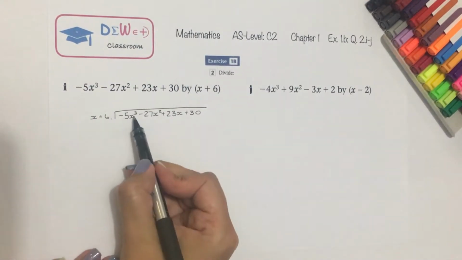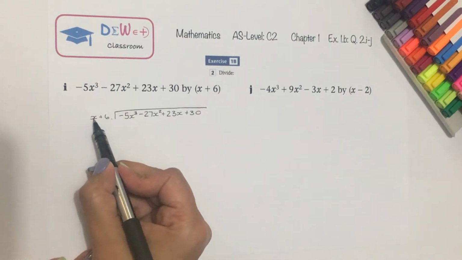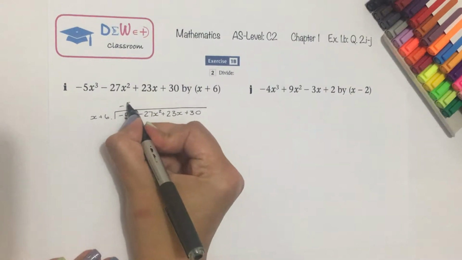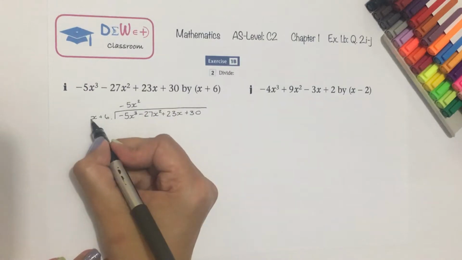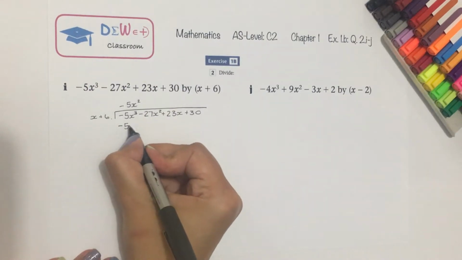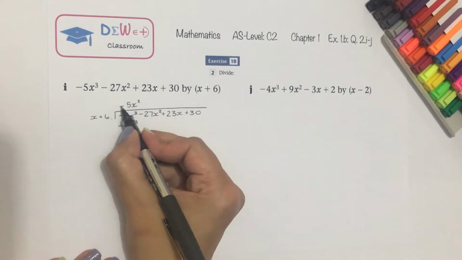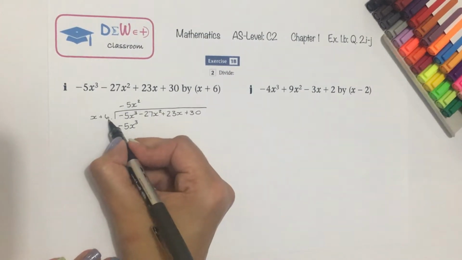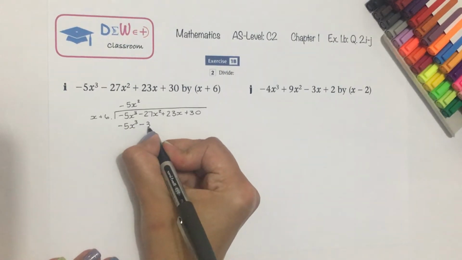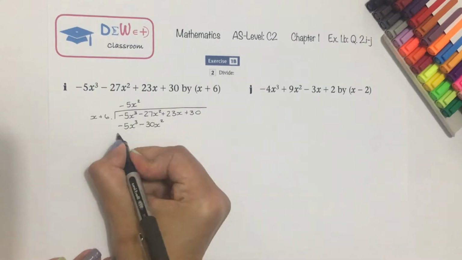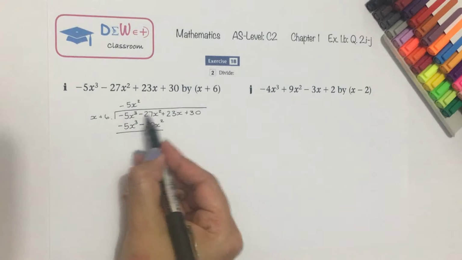Right, so we're going to start with our first term. Minus 5x cubed divided by x will give us minus 5x squared, because minus 5x squared times x will give us minus 5x to the power of 3, the same term there. Then minus 5x squared times plus 6 will give us minus 30x squared. Okay, now we need to subtract the bottom part from the top part.